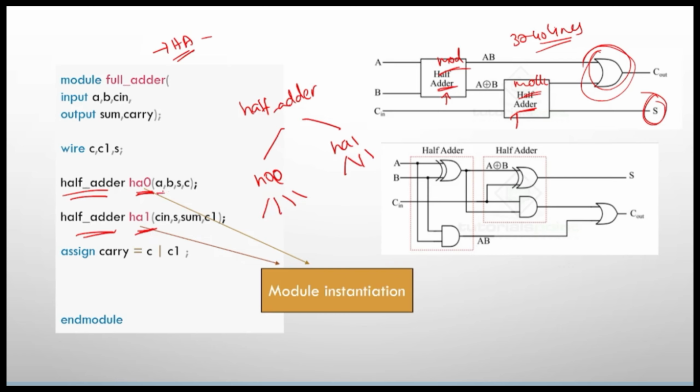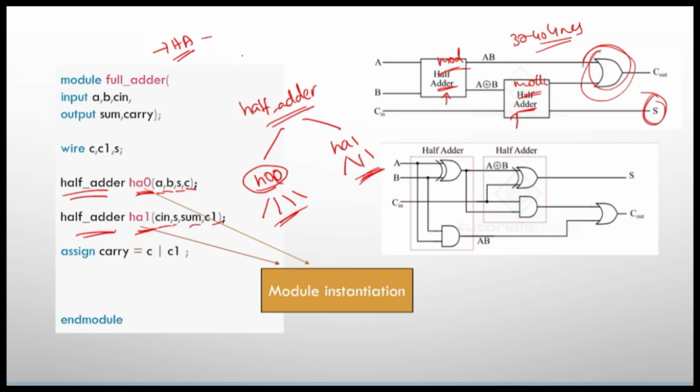Like if you see here, it has A, B, S, C as ports. Here, C in, S sum and C1 are its individual ports. So when you are creating instantiations, every instance will have its individual port connections. Clear? So this is how instantiation helps in reusability. You are creating a copy of the actual parent module.